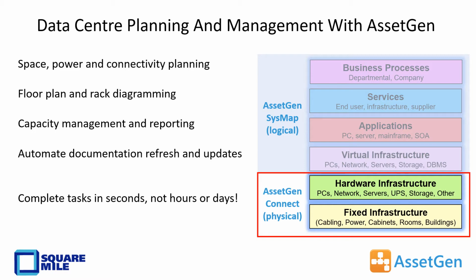So a lot of AssetGen is all about process and communication. On the right hand side you see that we'll be using AssetGen Connect to look at the physical side, but AssetGen Connect also links into our SysMap software, where we have information on virtual systems and services and business use, so that we can then do a change impact analysis of any activities that the data center teams are doing for their own maintenance needs, such as rebalancing power and moving things between data centers.